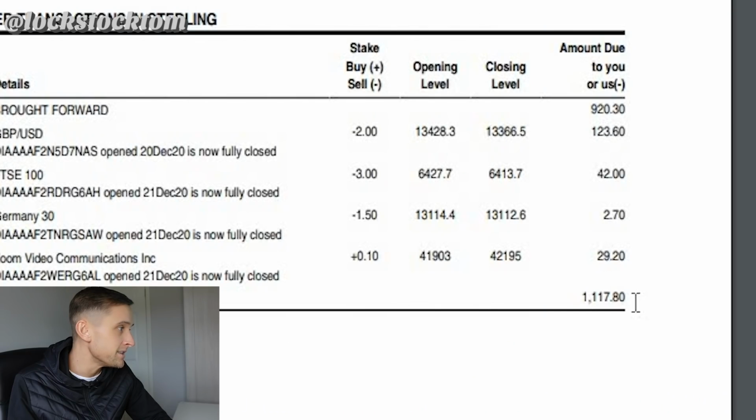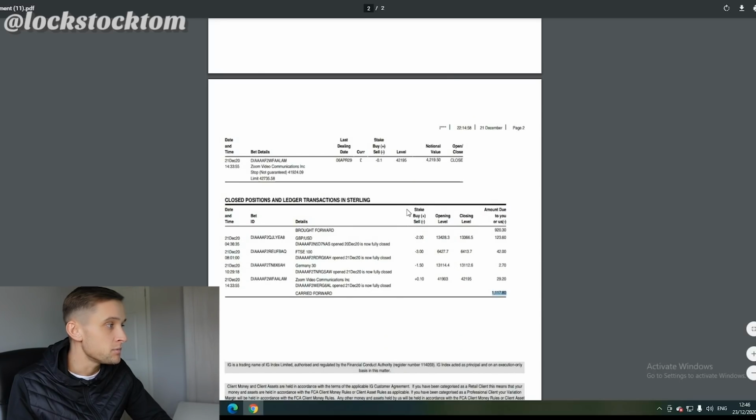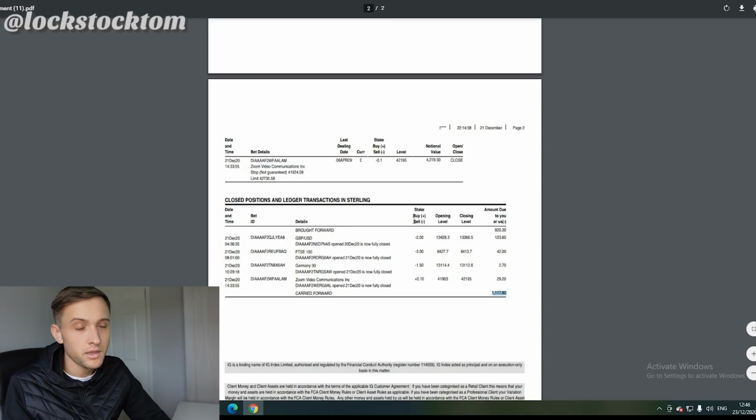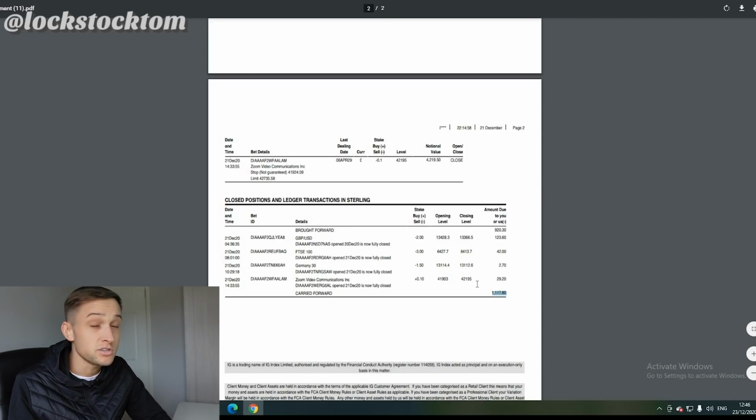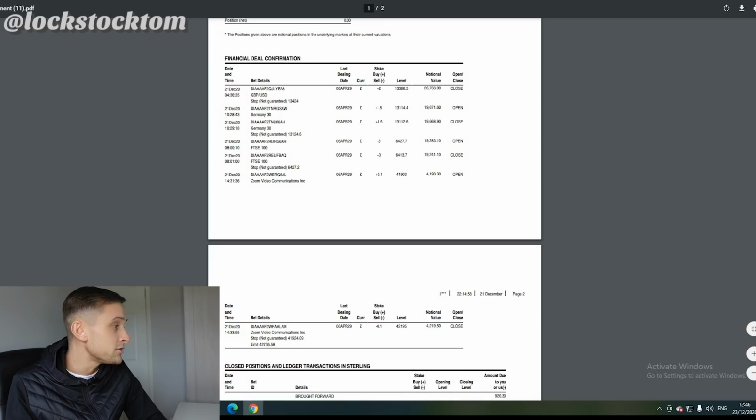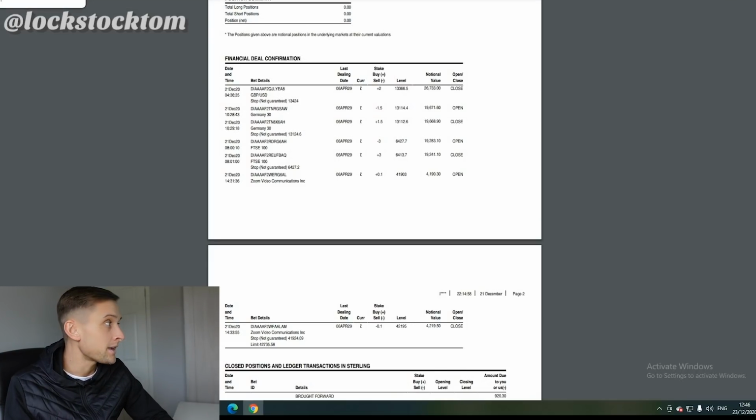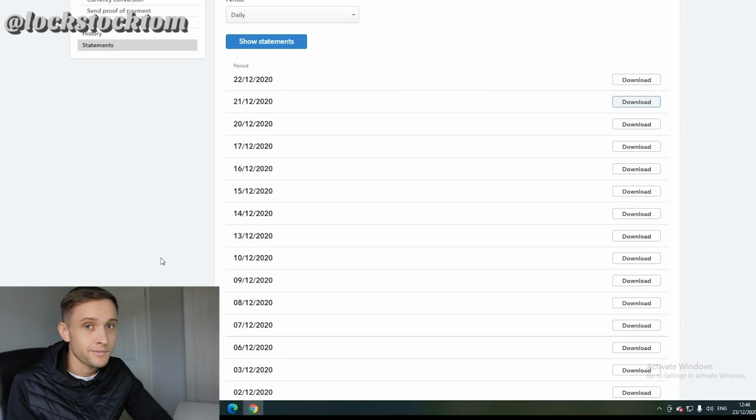So as you can see, the balance finished on £1,117. So we started on 530 something and we finished on £1,117. And that took me 2 weeks exactly, well, 10 working days, because obviously you can't trade on the weekend, all right?